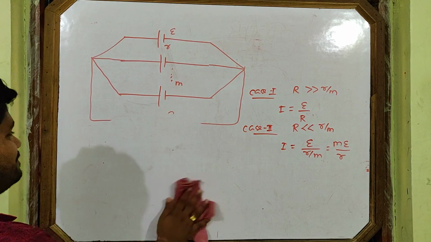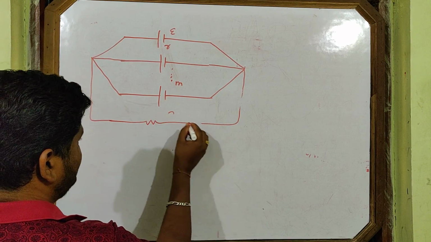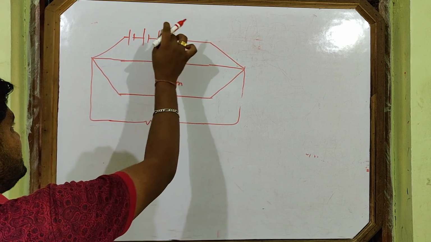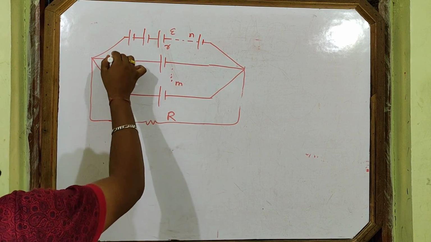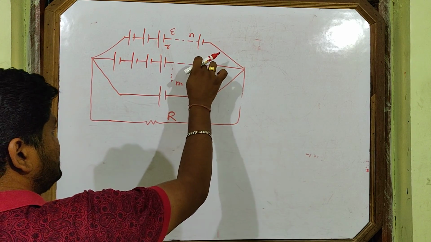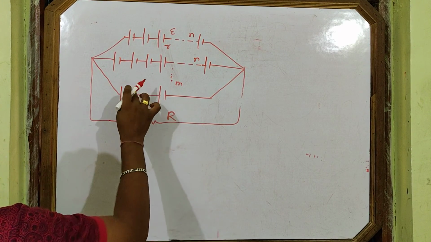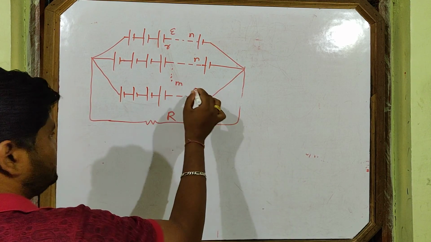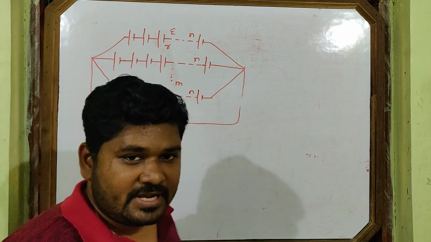We will not forget to do mixed connection. What happens in mixed connection? Let's modify this figure. Mixed connection means one cell, another cell, cells are connected like this. n number of cells, in each line this happens. In each line, n number of cells are there. This is the figure. Here also, so many cells are connected. n is the number of cells in each line, each row.